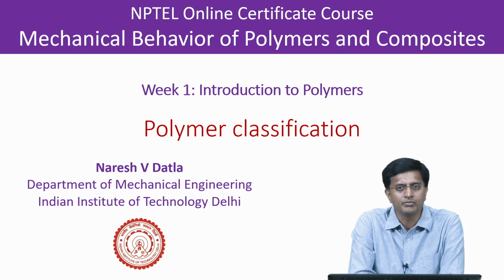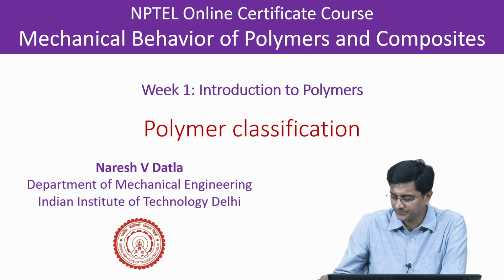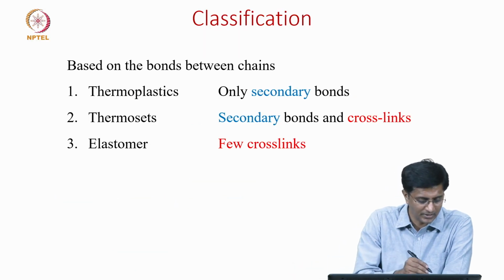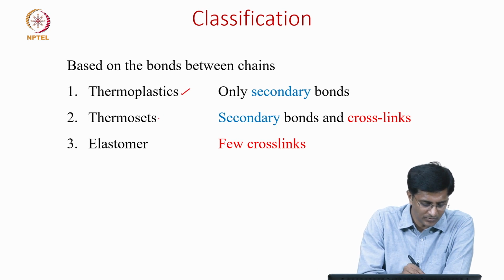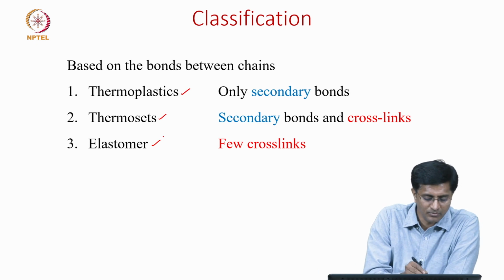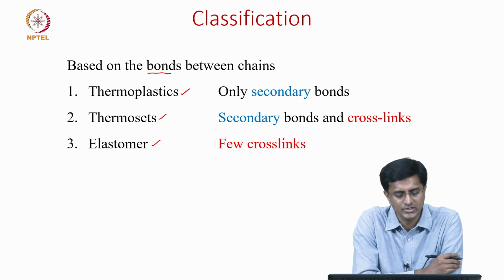Hello. In the previous video we looked into the structure of the polymers. In this video we look at a classification of common polymers. So we will use the structure to help us classify these polymers into three categories called thermoplastics, thermosets and elastomers, and the way we classify them is by the kind of bonds they have between the chains.